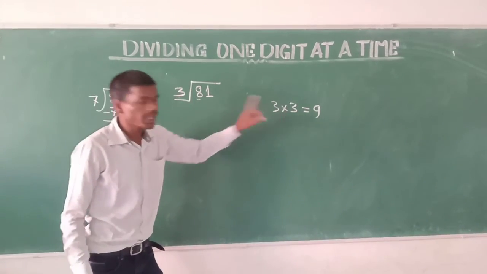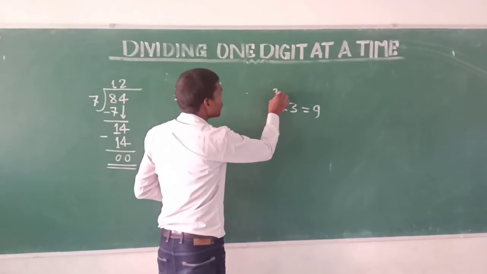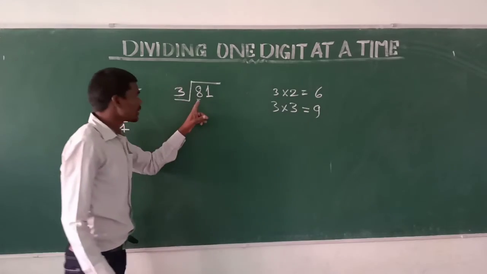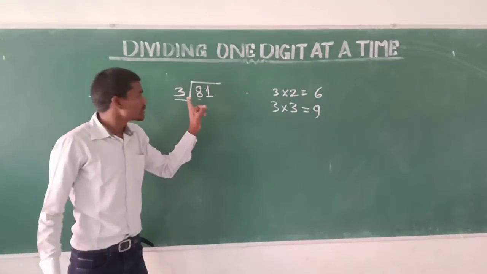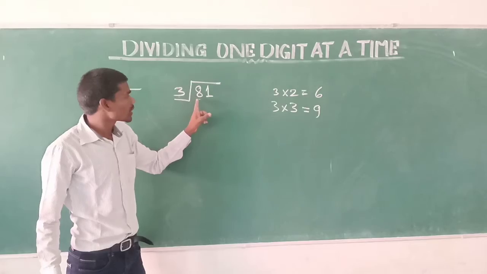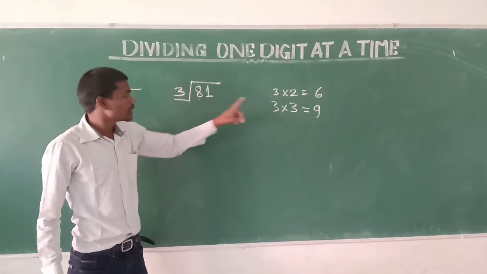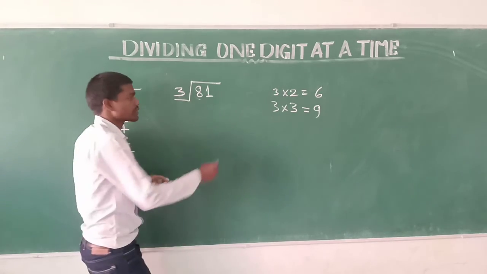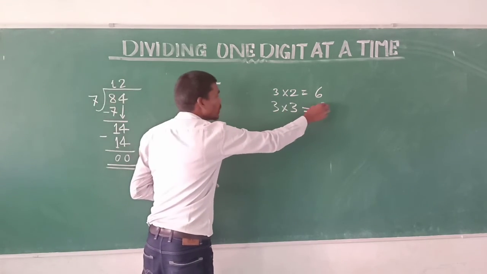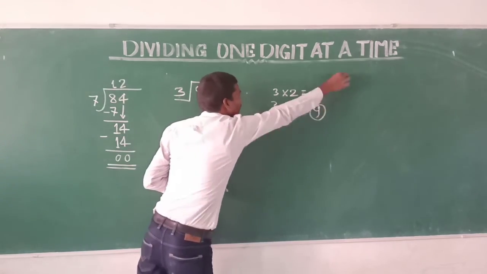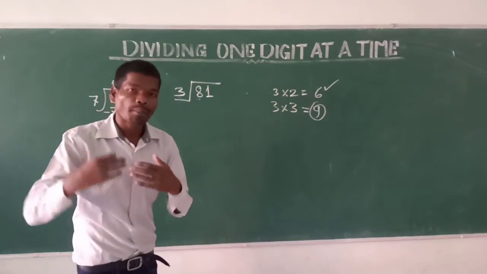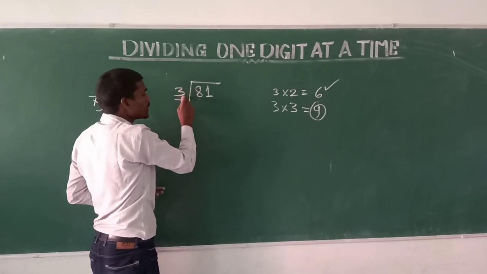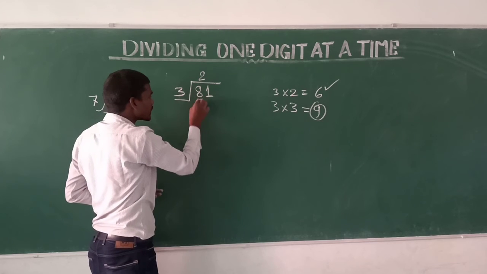So how many times we have to take? 2 times. So if we take 2 times, 3 2s are 6. And here now it is smaller than what? Smaller than 8, no? 6 is smaller than 8. So, dear students, which one we shall write? We will not take this, but we will write this one, so that we can minus it. Okay, so that we can minus it. Now, 3 2s are 6.